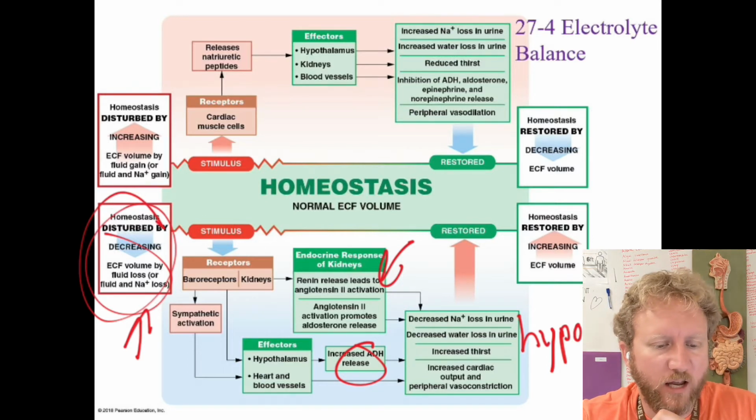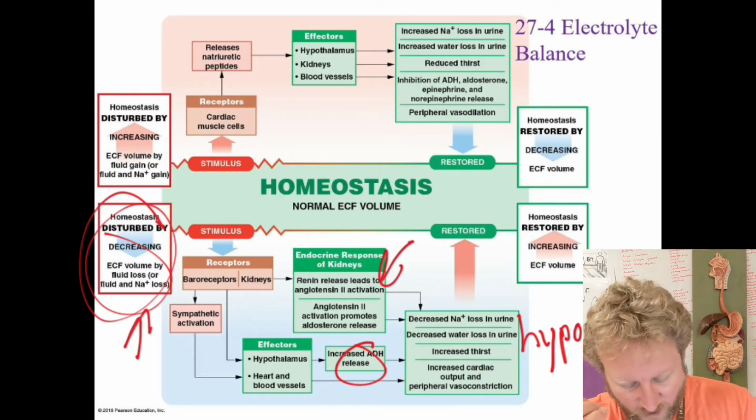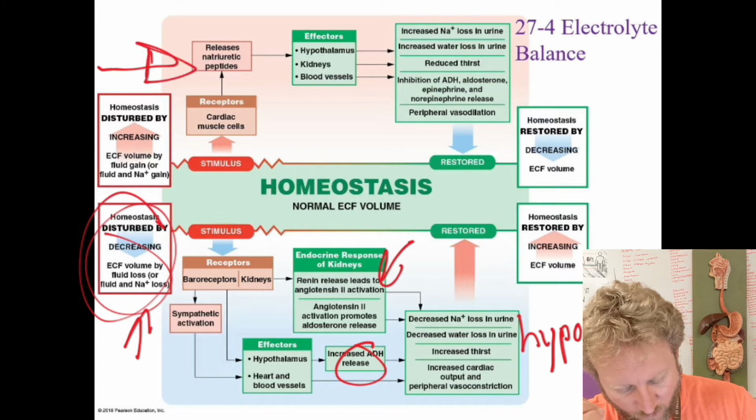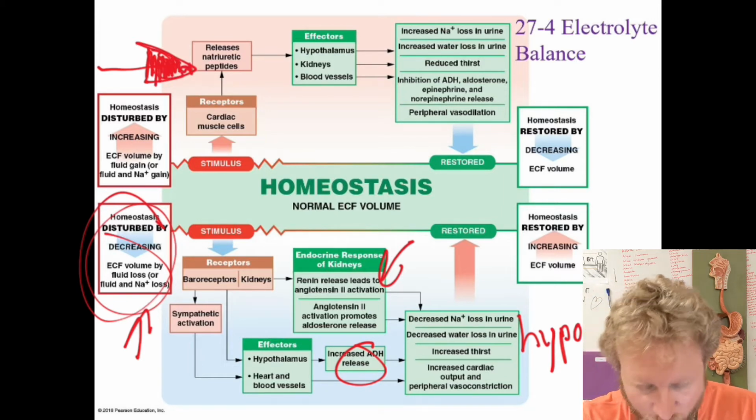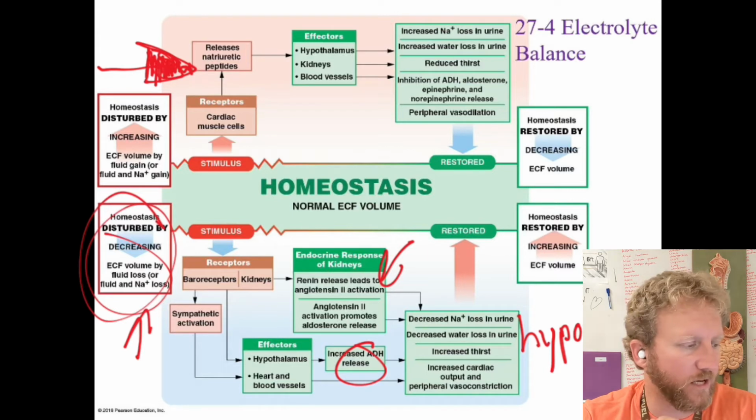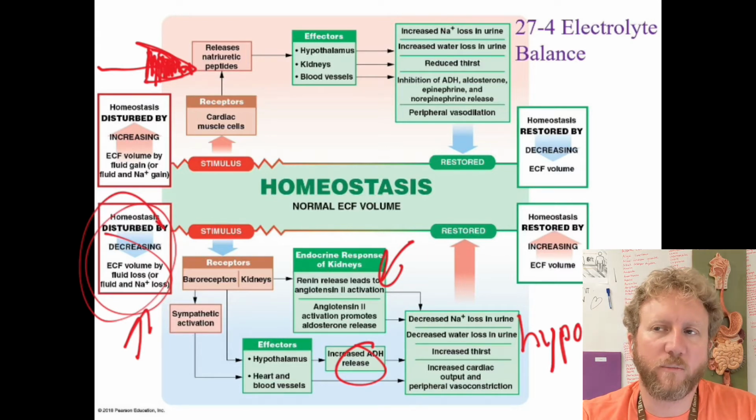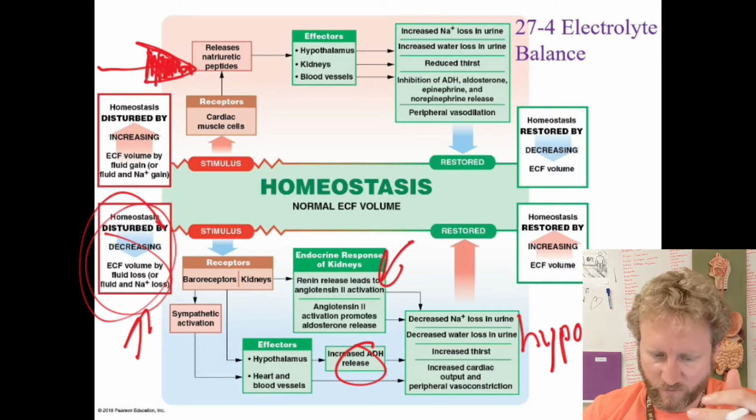Hypernatremia is when your sodium levels are too high. That's going to drive this upper part of the feedback loop with the natriuretic peptides and trying to lower that blood volume, because we've drawn water from the cells into that extracellular fluid.